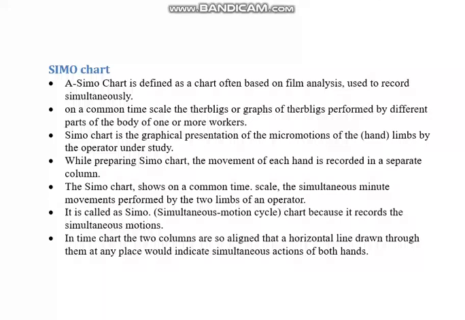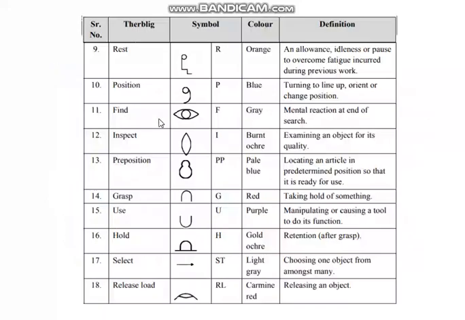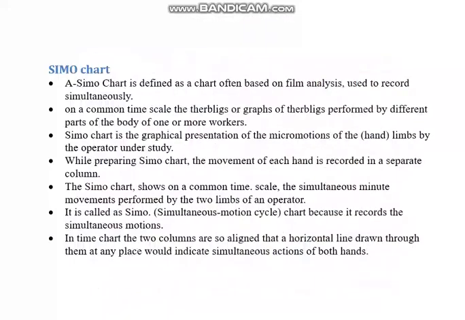Anyway, so a SIMO chart is defined as a chart often based on film analysis. Now it may not be film analysis. You can say it is a camera analysis, camera photo analysis, camera video analysis. Still image analysis or video analysis, you can say like that. It is used to record simultaneously, on a common time scale, the Therbligs. We have studied Therbligs, there are 18 types of Therbligs. These Therbligs we are going to use here in SIMO chart. That's why we have seen what those symbols and notations are.